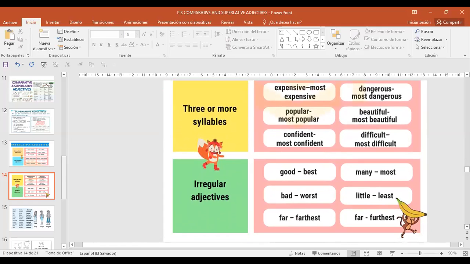Okay. As I said before, the most expensive, the most popular, because they have three or more syllables: most confident, most dangerous, most beautiful, most difficult. And keep in mind the irregular adjectives: good, best; bad, worst; far, farthest; many, most; little, least; far, furthest. Farthest, yes.